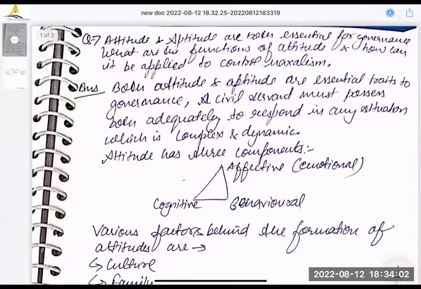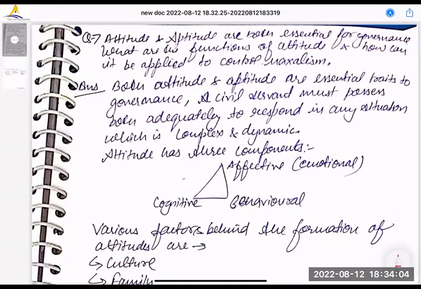Both attitude and aptitude are essential traits of governance. A civil servant must possess both to adequately. See, this is just repetition. The sentences are repeating. It is also repeating what is being written in the question. So this is normally what happens if you don't have a prepared introduction.